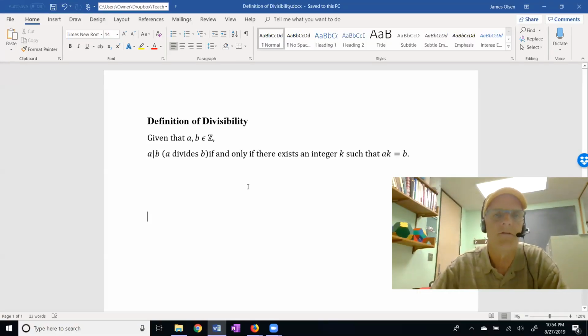So the definition of divisibility is one that we're going to be using much in this course, and it's going to take a little while to get the hang of it. But that's true about most things that we need to learn.